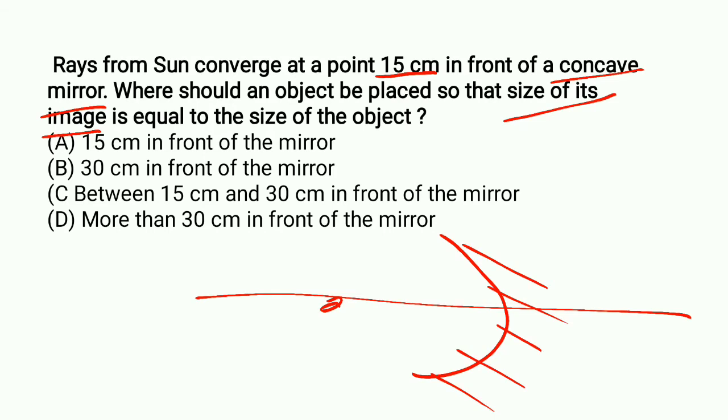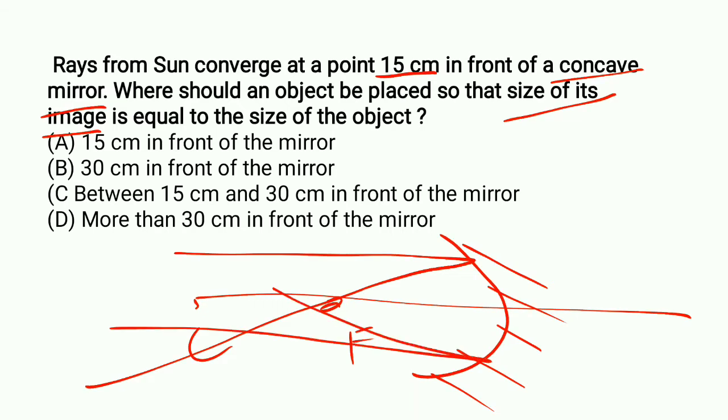Okay, so let's suppose that here we have the center of curvature and here is the focus, and all the refracted rays are converging at the point F, and the distance from the pole to the focus is 15 centimeter. So here they are asking that in order to get the same size of the image as the size of the object, where should the object be kept?